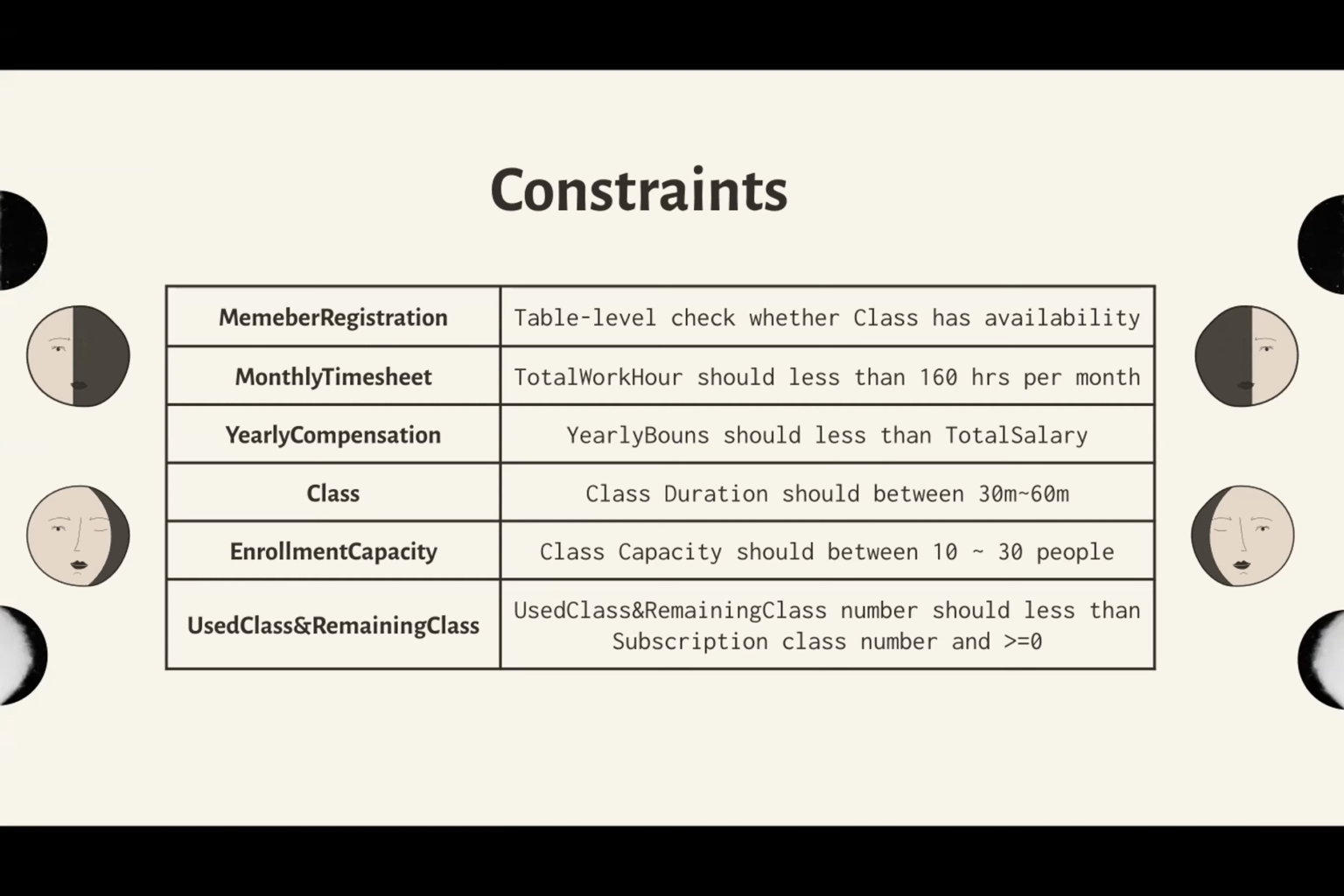For the enrollment capacity, the class capacity should be between 10 to 30 people, and the used class and the remaining class should not be more than the subscribed class, and the number should not be negative. Then we'll continue to introduce our visualization.